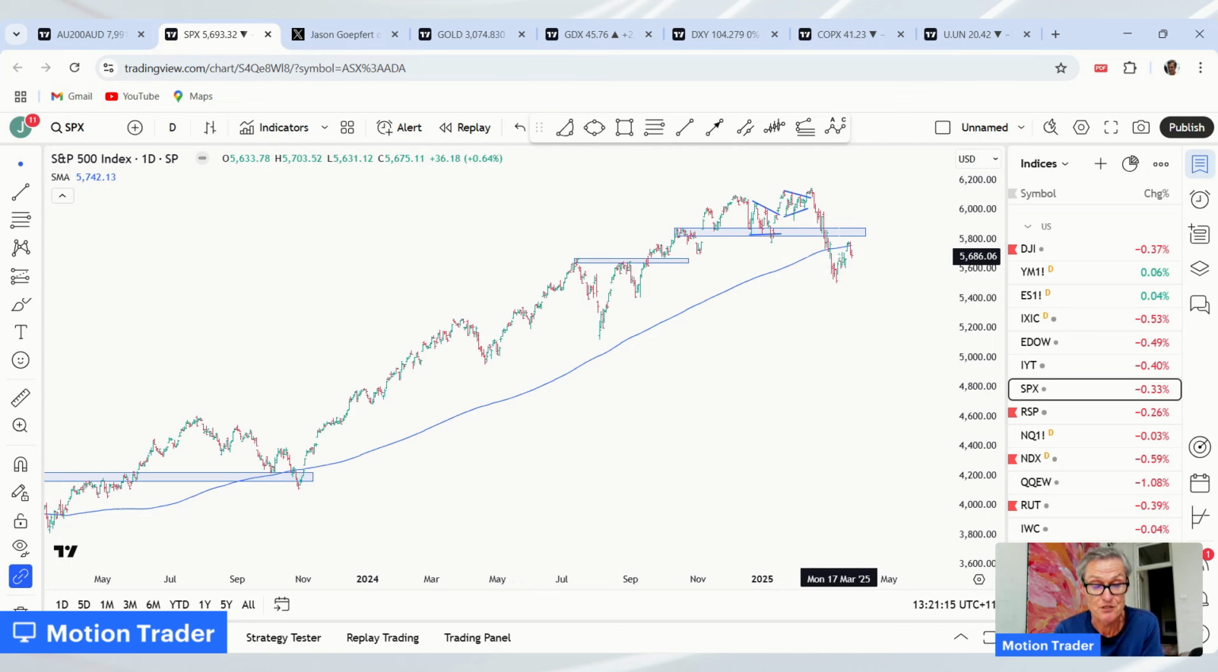Just while we're talking about the 200-day moving average, it reminds me of a quote from a famed Wall Street trader, a guy called Paul Tudor Jones. You can look him up, fascinating guy. And one of his famous quotes is, he said, "Nothing good happens below the 200-day moving average."